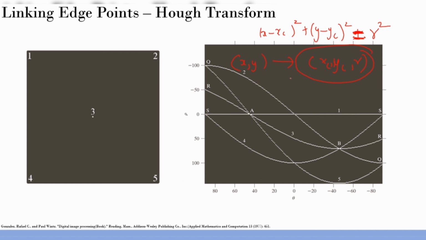So you go for each and every pixel, x and y is fixed, xc, yc, r is varied, you get a circle. Then you go to the next xy, you get another circle, and another circle, and so on. And wherever there is maximum intersection happening, that is the most common circle in the image. I hope it's very clear. It should be very easy.